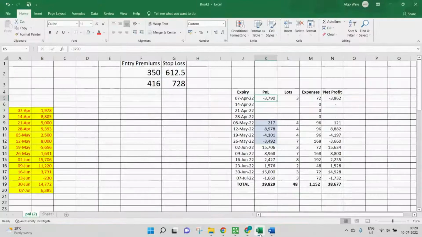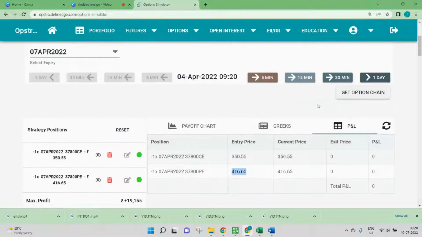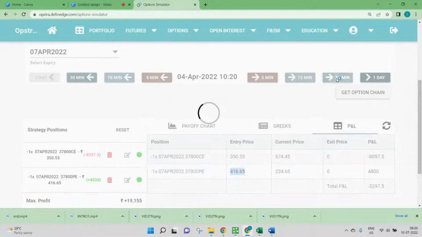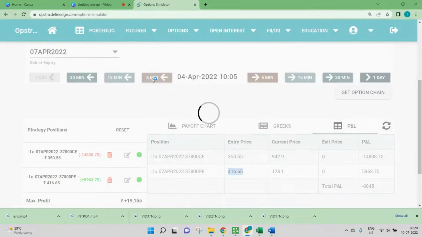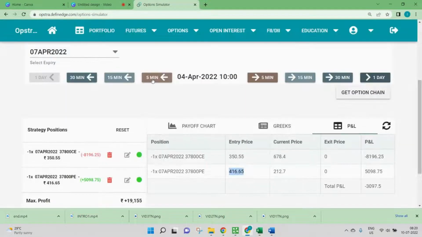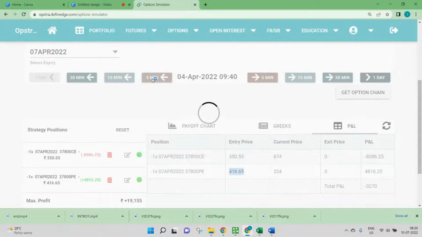So our stop losses for these legs will be 612 and 728. We have to keep a watch on CE 612, which is likely to hit the stop loss first. Till then, I'll go very fast. So back. 612 is the stop loss.